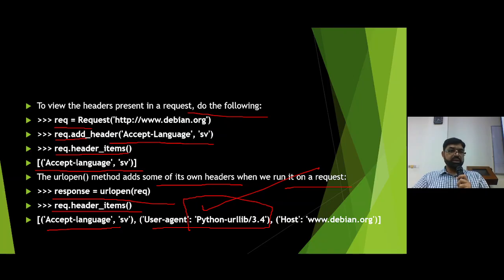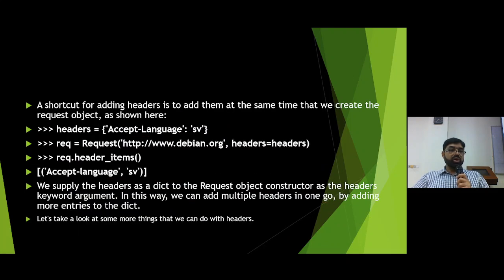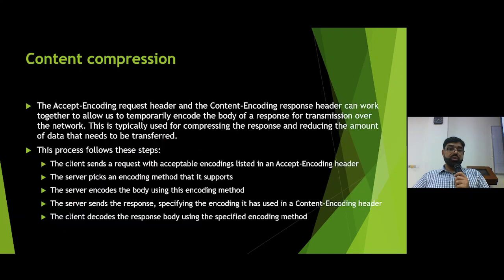We did not set the URL user agent, and then for host, we set host. So we can also modify this, right? A shortcut for adding headers is to add them at the same time as creating the request, as shown here. Suppose headers is equal to Accept-Language sv, and then request item, we see this here. To supply the headers with a dict or dictionary to the request object, construct a headers keyword argument, and in this way we can add multiple headers. So let's take a look at how we can do this.